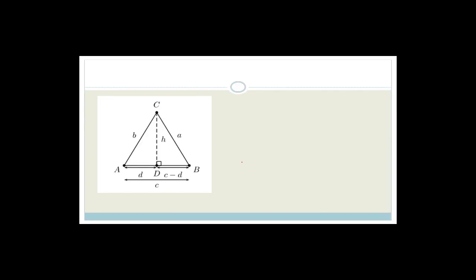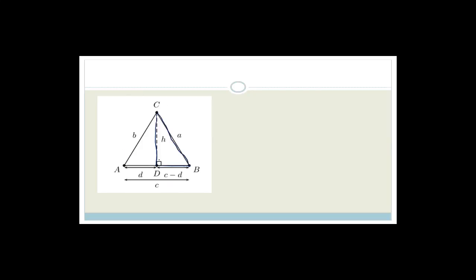So let's talk about proving things. We've got a standard triangle ABC, where little a is opposite A, little b is opposite B. We've dropped a height, h, down, and opposite big C would be little c. But if we let this side be d, then do you agree this length here will be c minus d? So now let's look at triangle DCB, the right-hand side triangle.